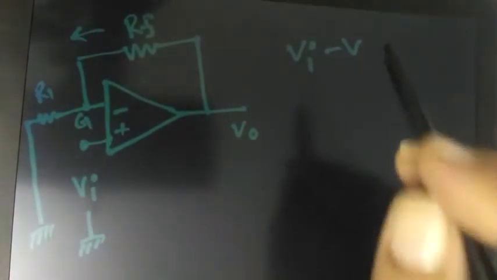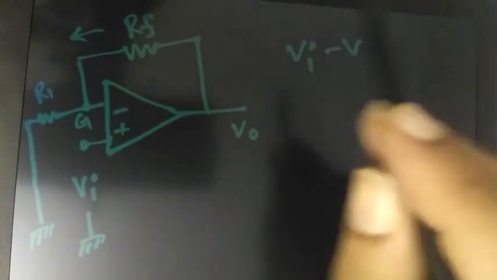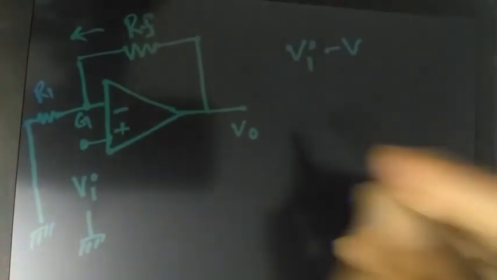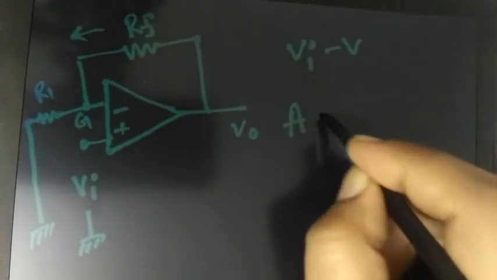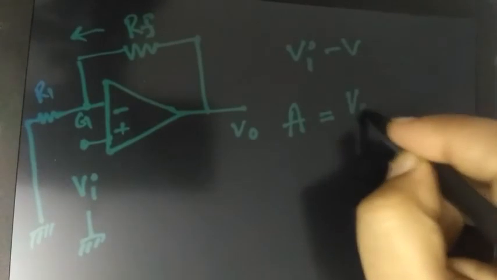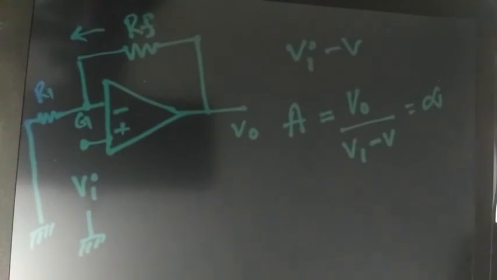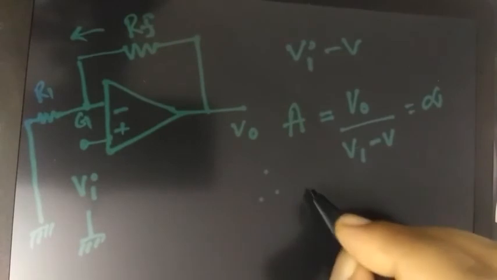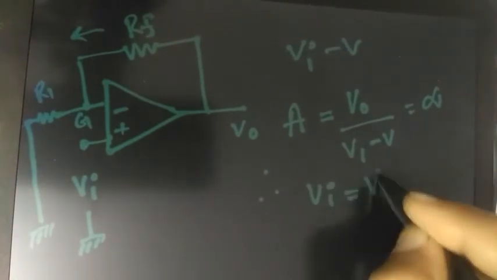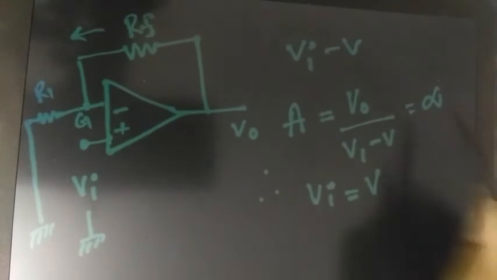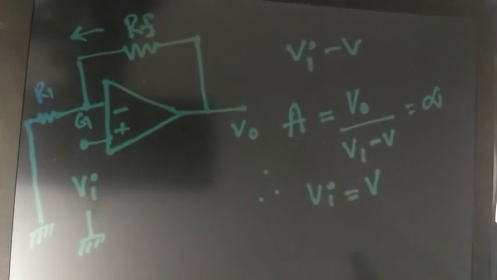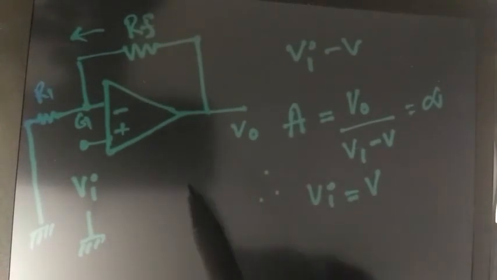Since this is an ideal op-amp, the open loop gain will be infinite. Let me consider the open loop gain to be, say, A. You can name them anything, I'm taking it as A. That would be output by input. It should be infinite as per the characteristics. So this actually gives you that VI is equal to V from this point. Since the input impedance of the op-amp is infinite, no current will be passing through the op-amp.